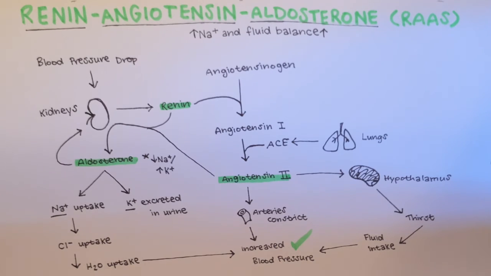When blood pressure and volume return to normal, renin is inhibited and the RAAS activity slows, promoting sodium excretion in the urine again. In conclusion, the renin-angiotensin-aldosterone system plays an important role in sodium balance and fluid balance through a tightly controlled system of hormones.